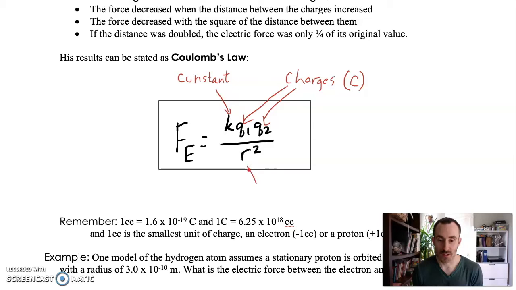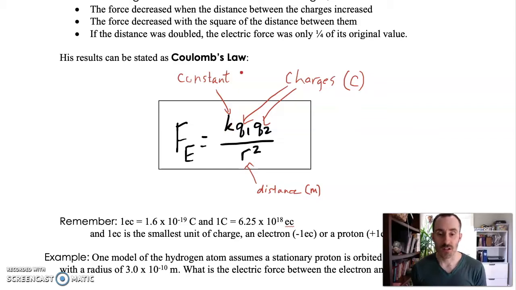And this R value is the distance between them, center to center. Now we're going to work with point charges, which means that we're assuming they have no appreciable size. And so we don't have to take into account the distance from the edge of the charge to the center of the charge, since they have no size. Okay, so the R is the distance between charges, and that should be measured in meters.